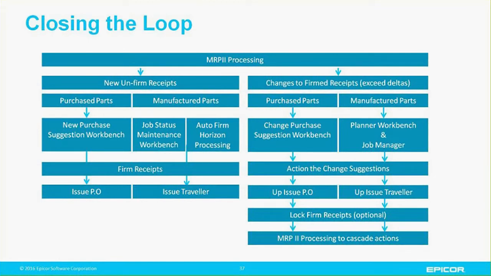MRP II recommendations are made available to planners and buyers by workbenches. These present a list of recommendations to the buyer and planner to implement and can be actioned directly from the workbench. This enables the closing of the loop from the MRP process.